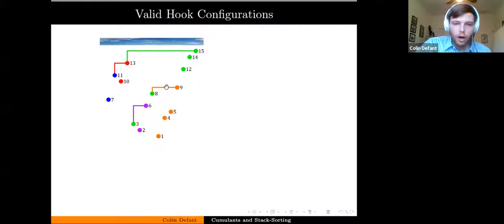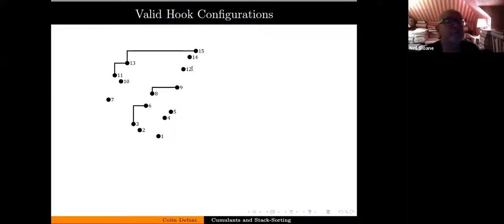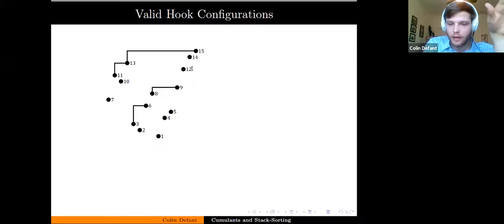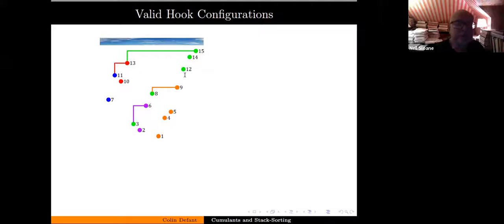So when I chose the hooks like this, there were other choices. I could have, for example, connected the 8 up to the 12 instead of the 9. That would give me another valid hook configuration of the same permutation. It is true, though, that once I have the hooks chosen, like I have here, this determines the coloring, up to, of course, the specific colors that I choose. Like I could have chosen something else instead of red, but obviously that doesn't matter. Other than that, the coloring is induced by the valid hook configuration. Okay, good. Yeah, thank you.